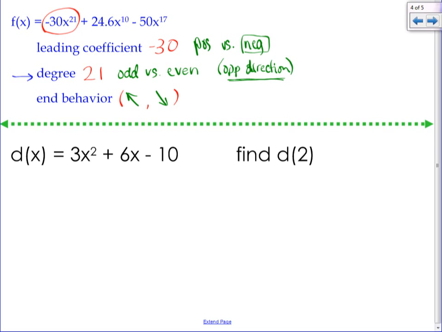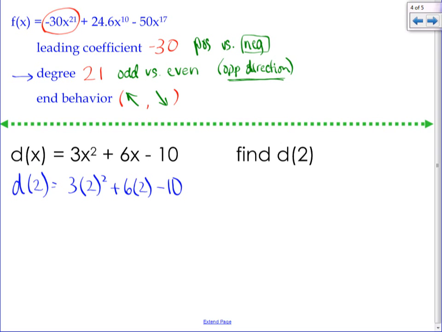Substitute the 2 in for all the x's. Okay, so let's do that. So we've got d of 2. Put the 2 in here, put the 2 in here. And all we have to do is simplify this.